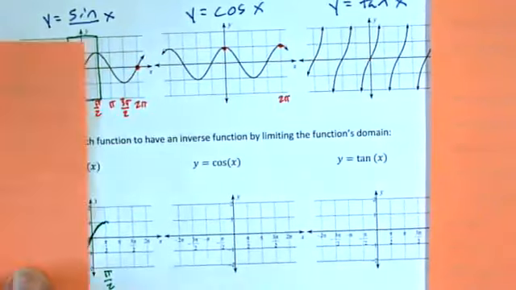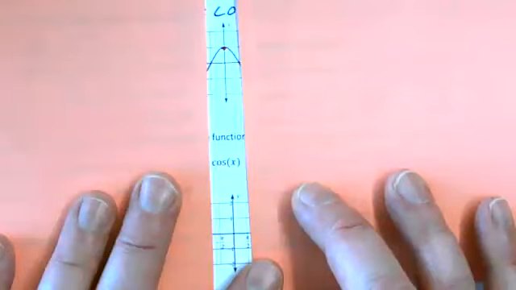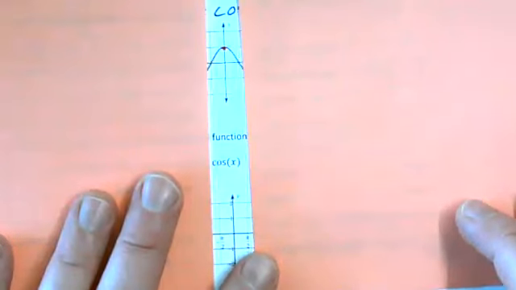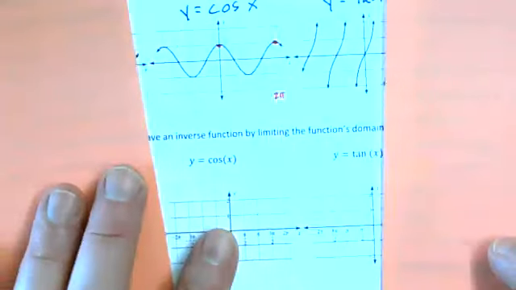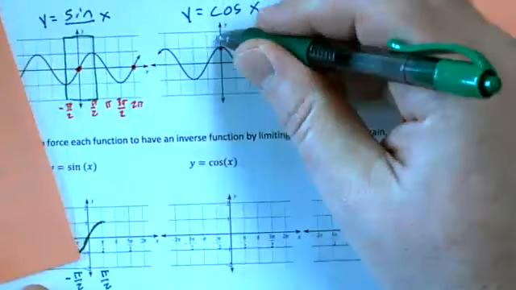Here, negative pi over 2 to pi over 2. That one's going to give me the origin, but it's only giving me the positive part. And yeah, we're not passing horizontal line tests. 0 to pi would be here to here. We like that. It does include the origin. We got the y-axis in there. It is giving the negative and positive, and it passes both the horizontal and vertical line tests. Yep, that's exactly what they chose.